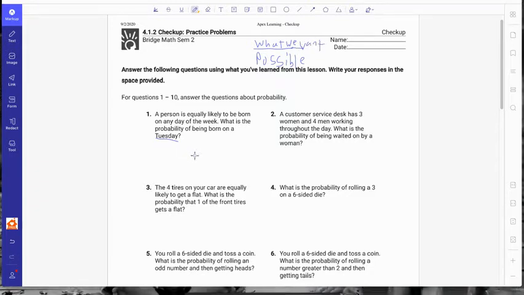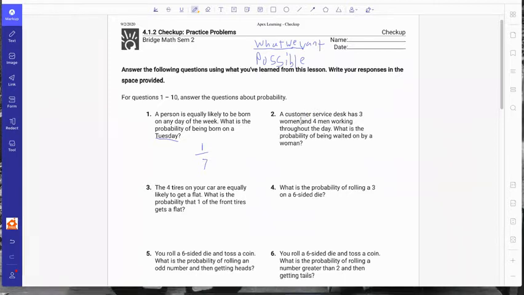All right, so for this probability, what's possible? You can be born on any day of the week. Well, how many days of the week are there? There's 7, right? Sunday through Saturday. But what do we want? We want to be born on a Tuesday. Well, how many Tuesdays are there in a week? 1. So this is 1 over 7. There's 7 possibilities, and there's 1 desired outcome.